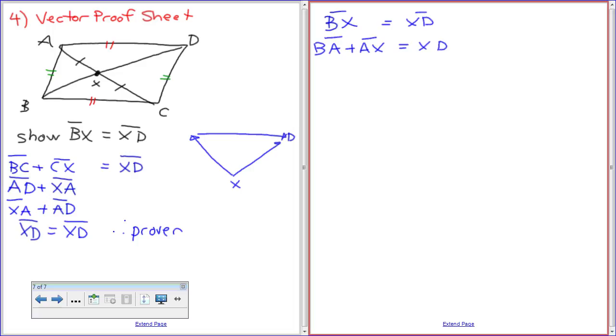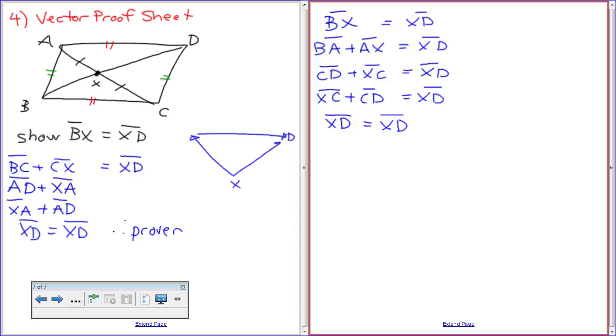BA is equal to CD, right? AX is equal to XC. So XC plus CD. It worked the very same way.